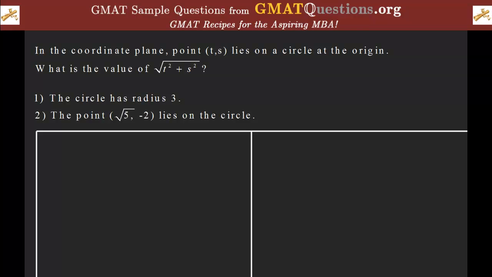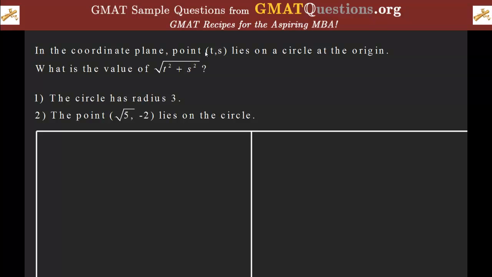Let's read the question. In the coordinate plane, point (t, s) lies on a circle centered at the origin. What is the value of the square root of t squared plus s squared? Statement 1: the circle has radius 3. Statement 2: the point (root 5, negative 2) lies on the circle.